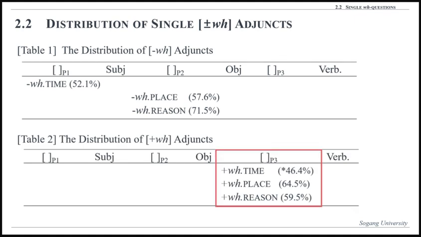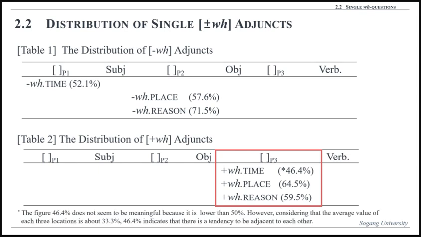Whatever the meaning is, all 3 plus WH adjuncts are preferred to be in front of the verb. Here, the figure of 46.4% does not seem to be significant because it's lower than 50%, but we should think of it this way. There were 3 different positions for 1 plus WH adjunct, and if we divide 100% by 3, then the average percent is about 33.3%. Then we can say that the figure of 46.4% is much higher than the average.